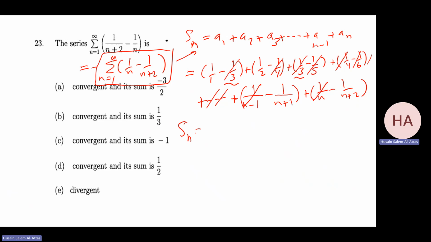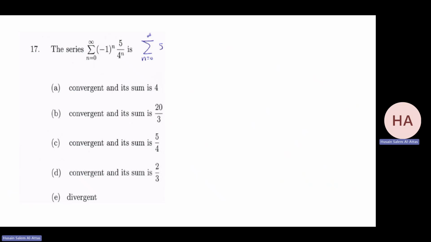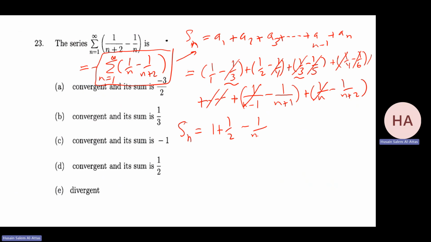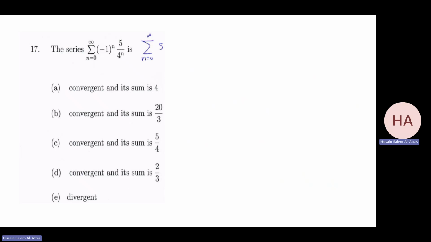So what will be Sn? It will be 1 plus half, minus 1 over n plus 1, minus 1 over n plus 2. So S, the limit of Sn as n goes to infinity, and this goes to 0, will be 3 over 2. So this one is minus 3 over 2, and that will be the answer. I need the minus. As I said, you can do it the other way, but you will not see the cancellation easily. Okay.